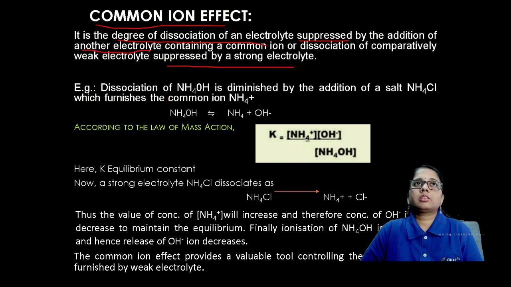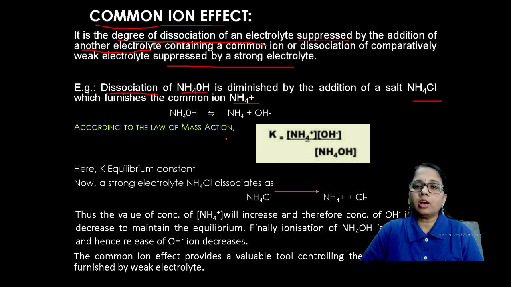For this common ion effect, we have one example: dissociation of NH4OH is diminished by the addition of the salt ammonium chloride, which furnishes the common ion NH4 plus. Actually, ammonium hydroxide is a weak base, right? So the dissociation is going to be diminished by addition of the salt ammonium chloride, which furnishes the common ion NH4 plus. We know that NH4OH is a base, so it is going to dissociate into NH4 plus and OH minus ions.